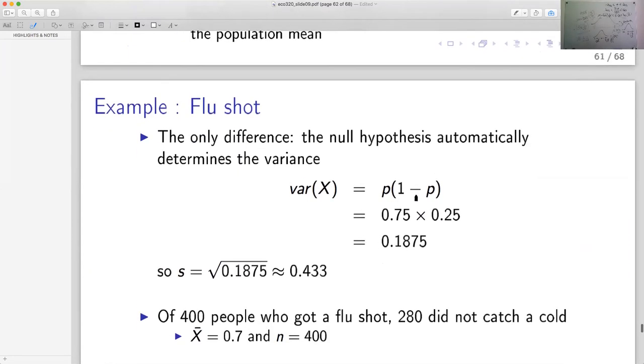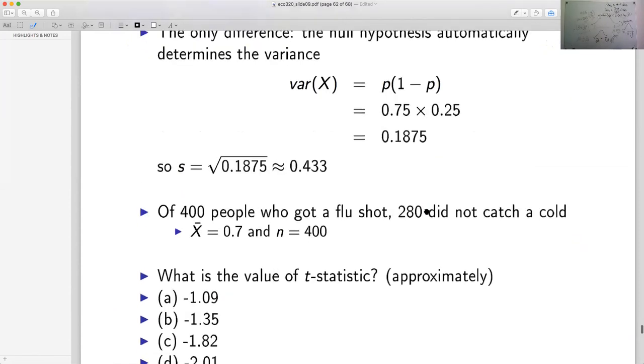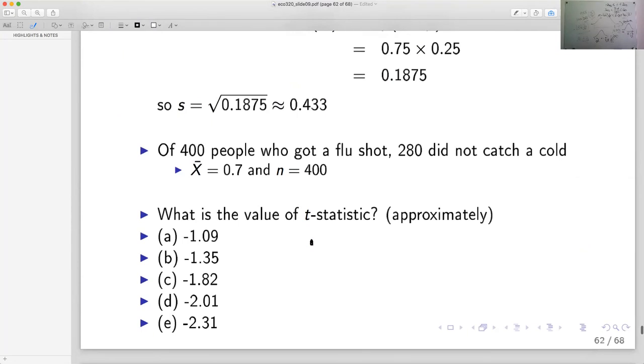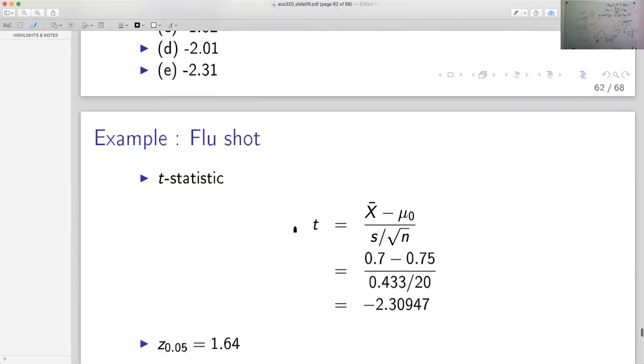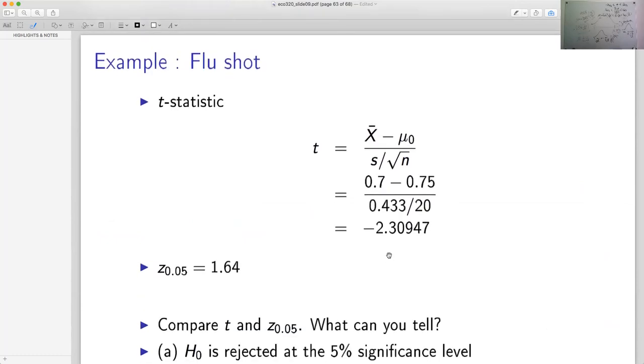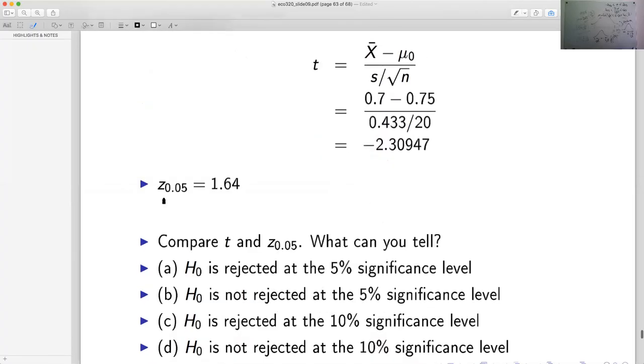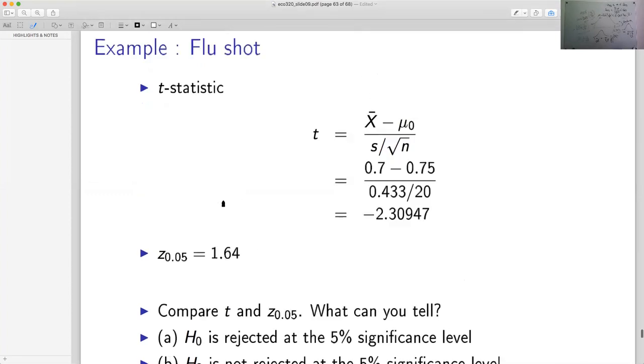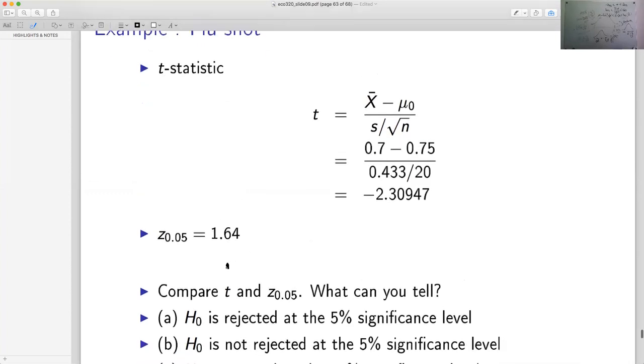The variance of this is just p times 1 minus p. We learned this in chapter 5. Based on that, what is the t statistic? The answer is just plugging in those values, and finally you get this. So based on this t-stat, we know z 0.05 is this one. This is the 10% level.